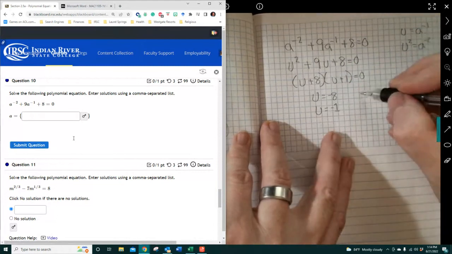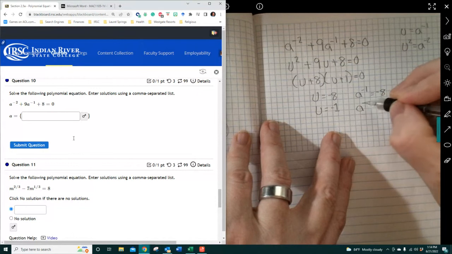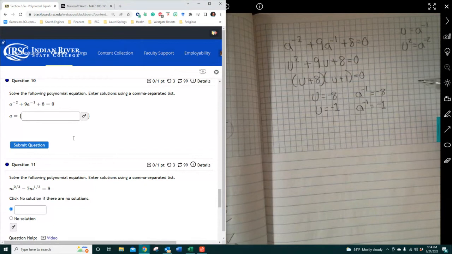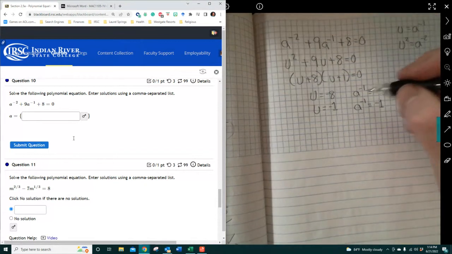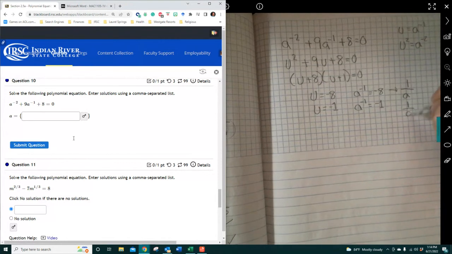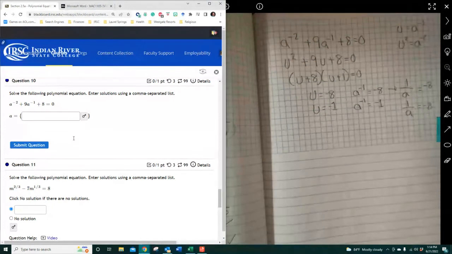Now we go ahead and do the substitution back in. Then we have a to the negative first equals -8, and then a to the -1 equals -1. Now, one thing I have to let you know is that you can look at it from this perspective: a to the negative first really means just 1 over a. That's a heck of a lot easier for most students to process. Now, all you have to do is multiply both sides by a and then divide by -8.